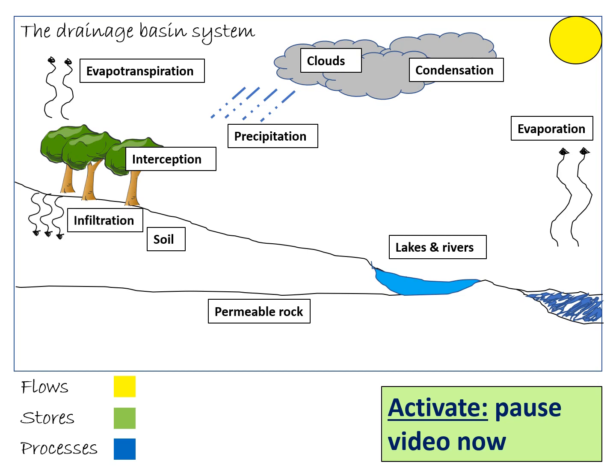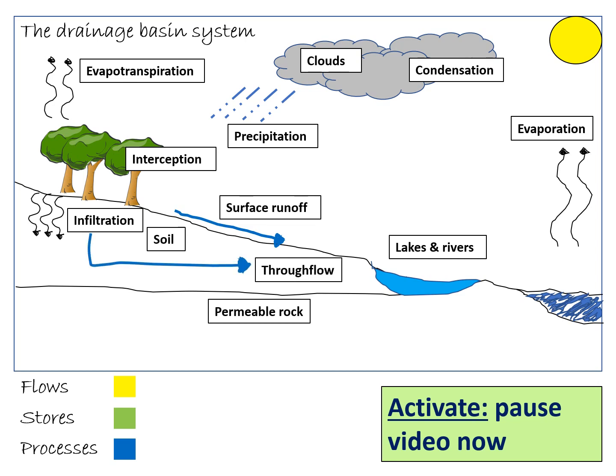Some, a significant amount of the precipitation, soaks down through the soil, and that is called infiltration. And quite a lot of precipitation runs straight off the surface of the land, particularly in a deforested area where there's less interception, and it runs off the surface of the land back to the lake and river. We call this surface runoff. As water infiltrates through the soil, it can flow through the soil back into the lake and the river. We call this through flow.